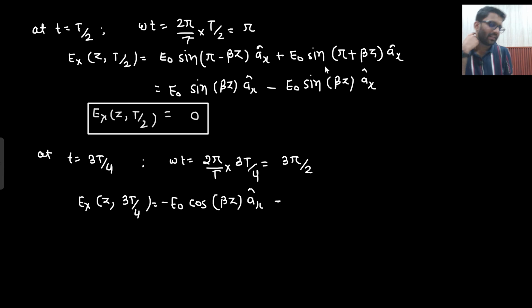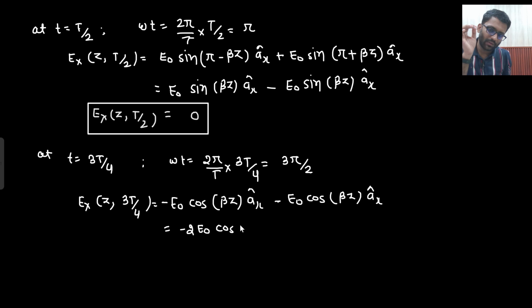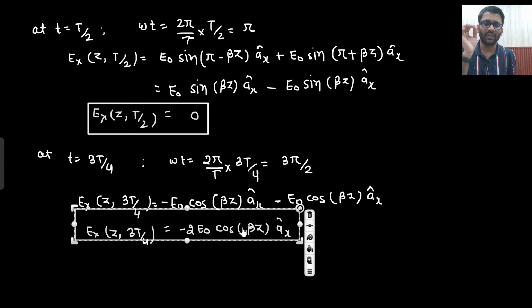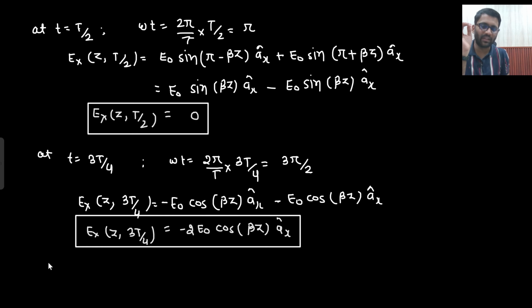And what about this guy? Sine 3 pi by 2 plus beta z. So in fourth quadrant, sine is again negative, and since it is 3 pi by 2, it will be again negative answer and it will be converted into cos. So minus E naught cos beta z ax cap. So what will be the answer? Minus 2 E naught cos beta z ax cap. So this is the answer you are getting at 3t by 4. We are just clicking the picture. First we clicked the picture at t equals to 0. Then we clicked the picture at t by 4. Then t by 2. Then 3t by 4. Now we will click the picture at t.